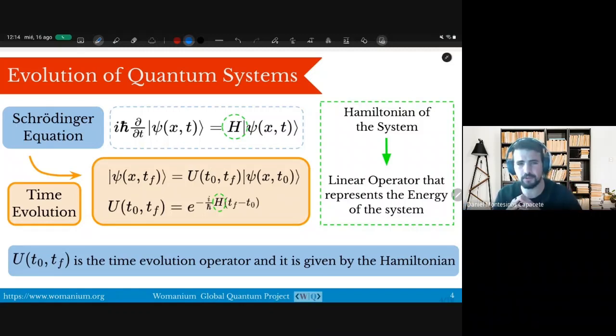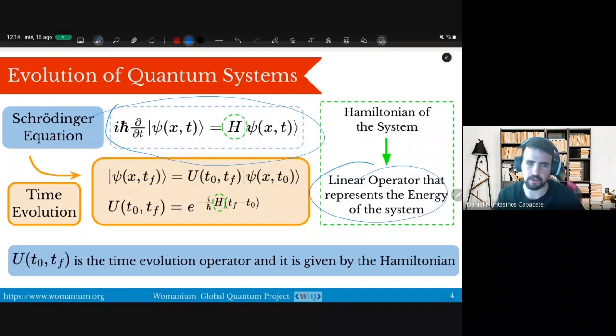So basically, the Hamiltonian of your physical system is a linear operator. Well, yeah, basically it's a linear operator that represents the energy of the system. So depending on the system, the Hamiltonian can be different for sure. It has all the information relating to the energy. And that's basically the Schrodinger equation. Here you have your ket, with this x and t here.